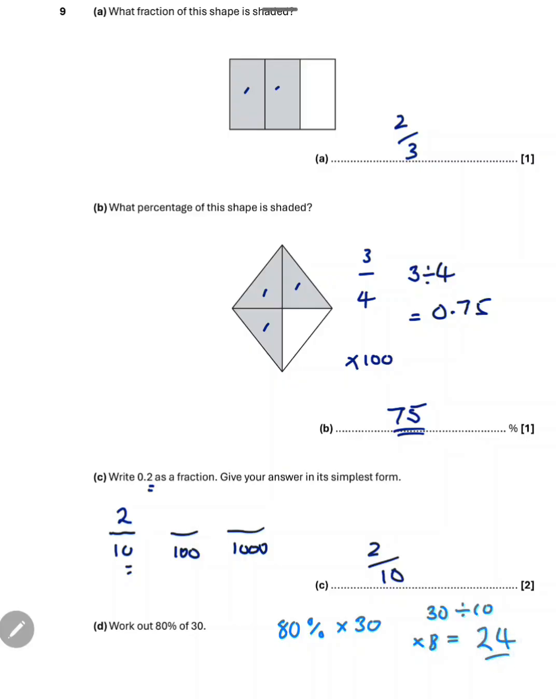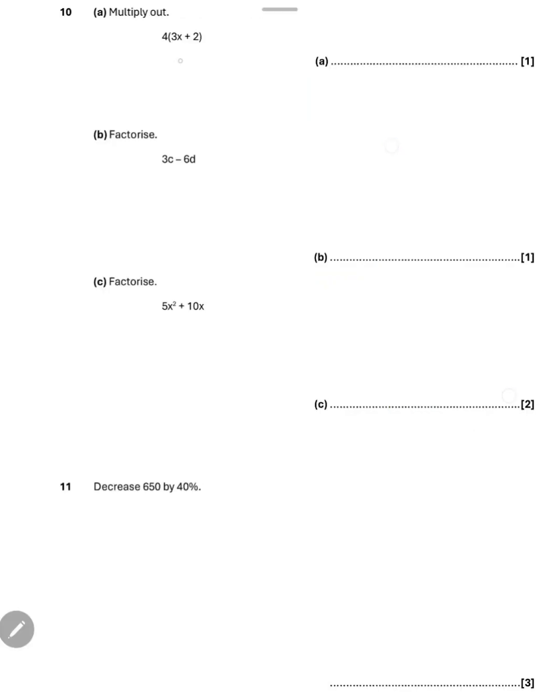Question 10. Some brackets to expand. Multiply out is the same as expand. Could be either instruction. And all it means is start timesing things together. So we're going to do 4 times 3x and 4 times 2. 4 times 3x is 12x. And 4 times positive 2 will be positive 8.